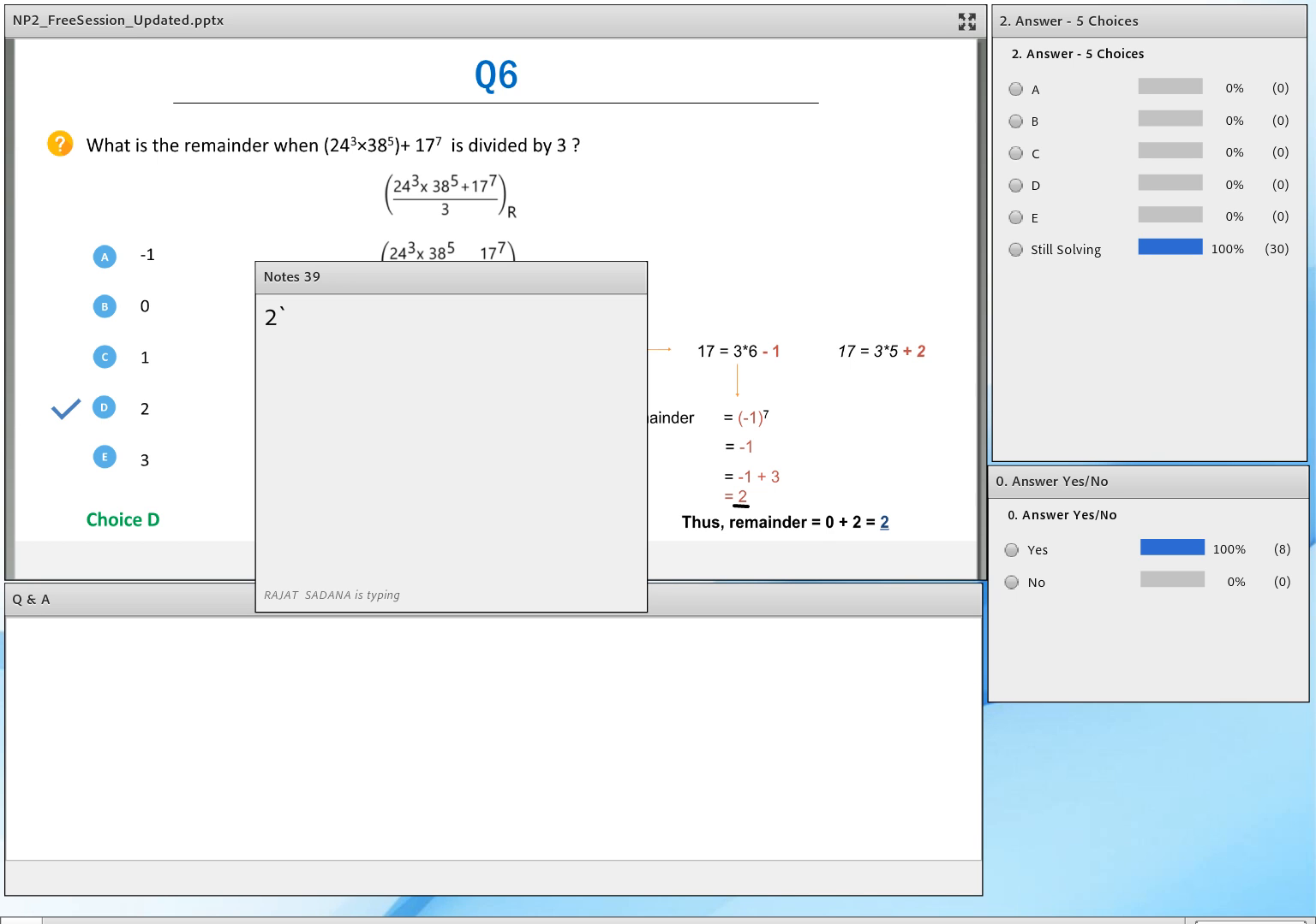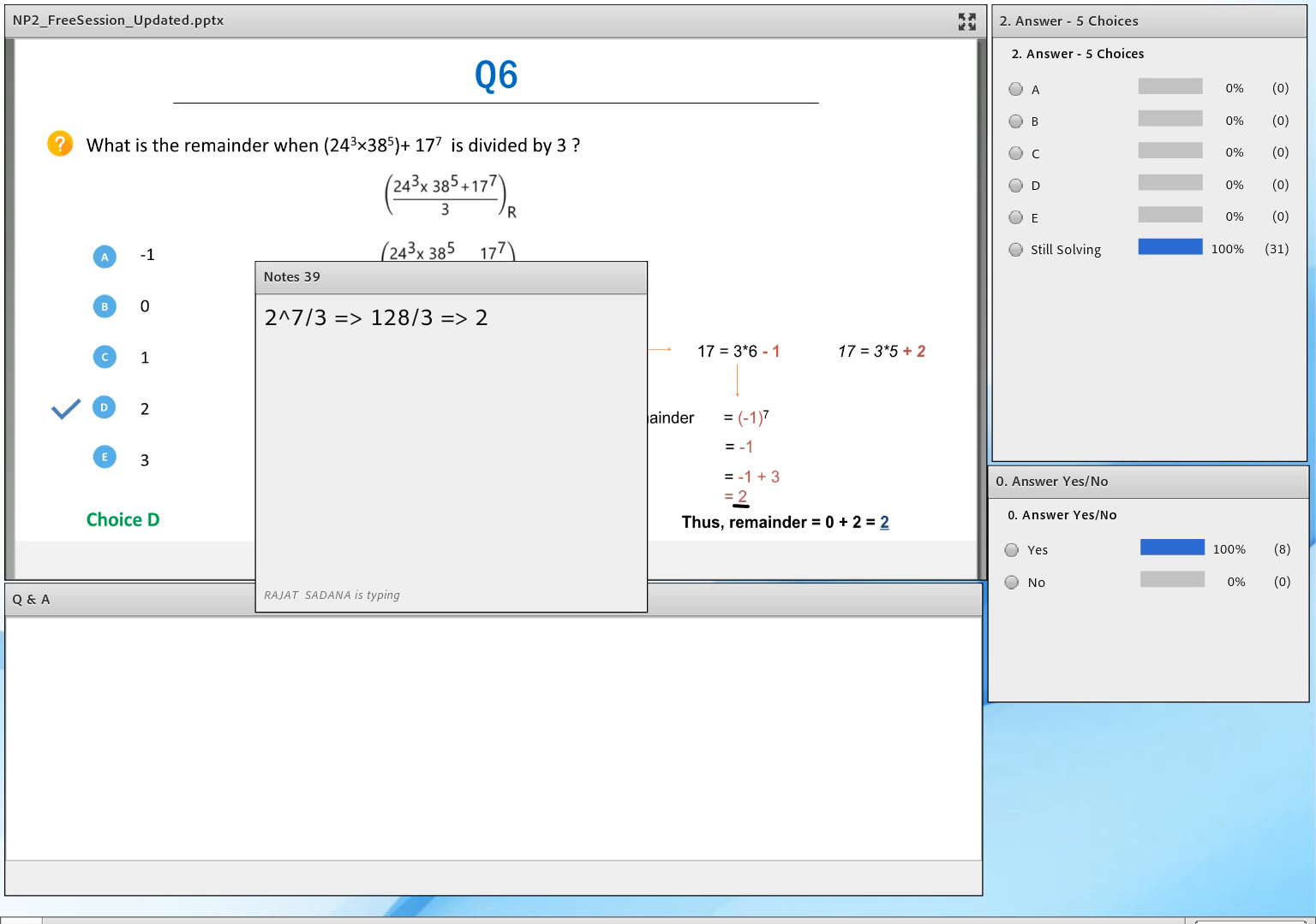2 to the power 7. Man, I'm having difficulty navigating the keyboard. Yes, shift and 6. You would have gotten 2 to the power 7 divided by 3, which would have been 128 divided by 3, which, by the way, would have been 2.